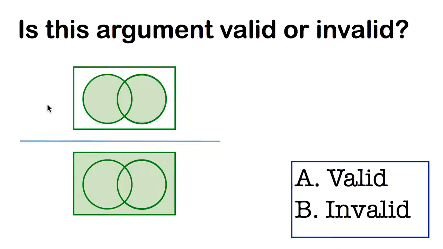So we have two different skills with Venn diagrams. One is I can give you a sentence and you can give me back the diagram. And skill number 2, I give you an argument represented in visual form and you tell me if the argument is valid or not.